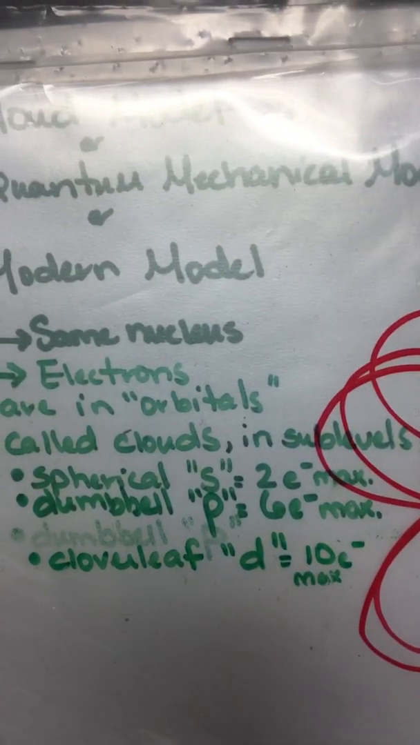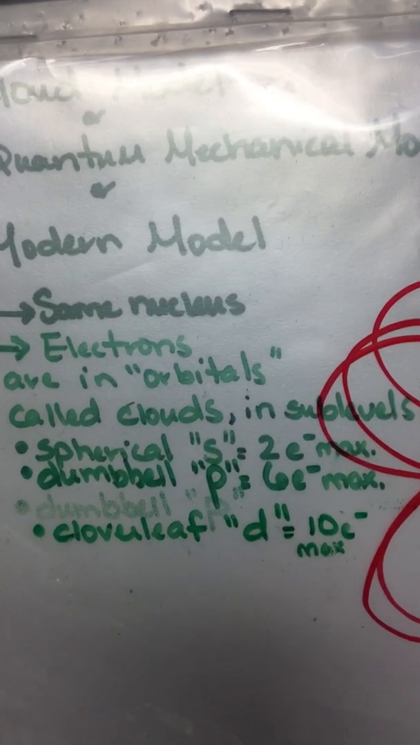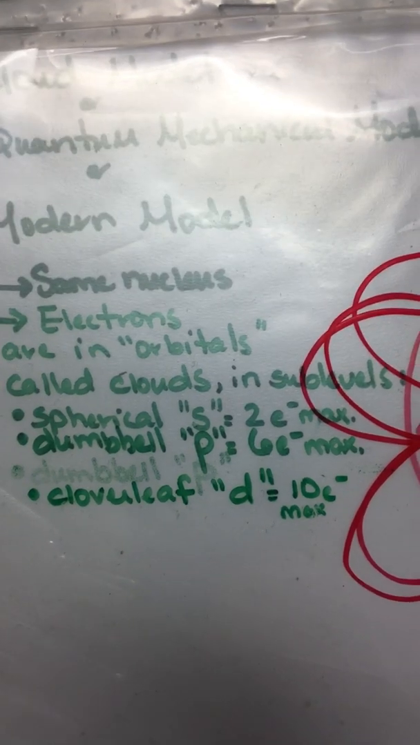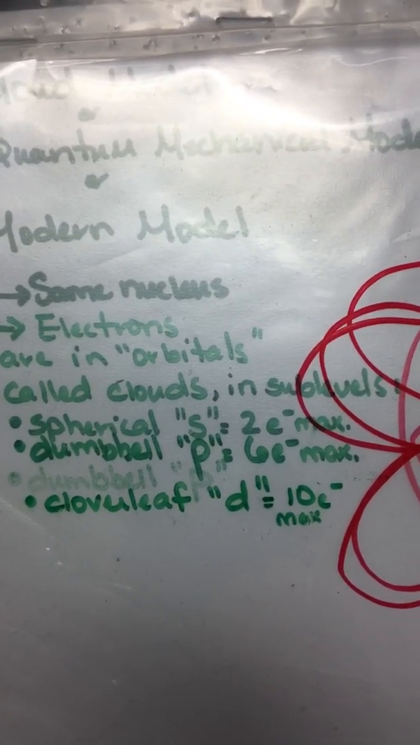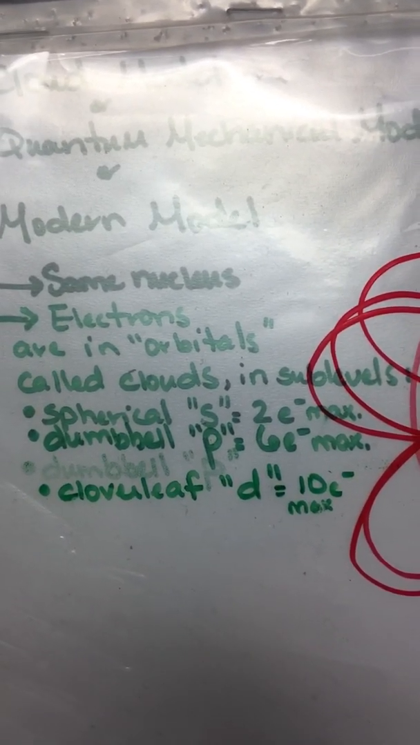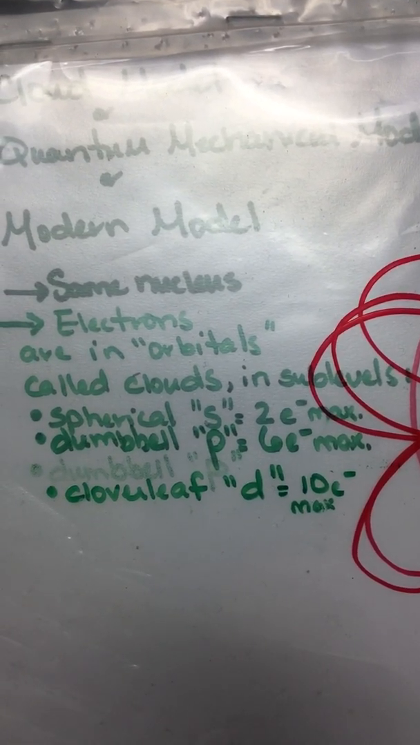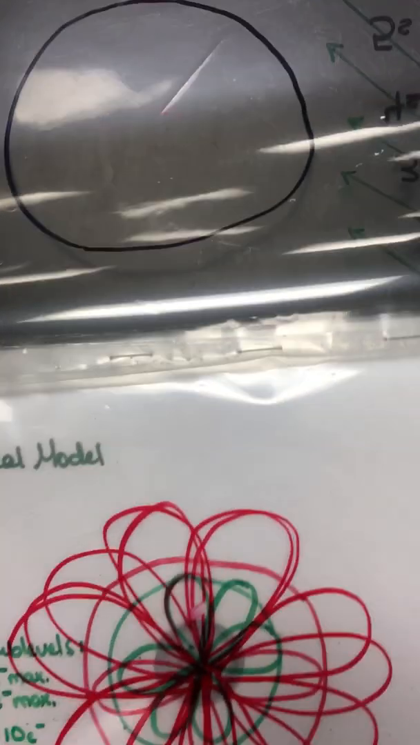we have a new shape. We have a sublevel that's a cloverleaf shape. It's called the D sublevel, and there are 5 cloverleafs in the D sublevel, or 5 orbitals in the D sublevel, so it can hold a maximum of 10 electrons. And we won't keep going, but this goes on and on.